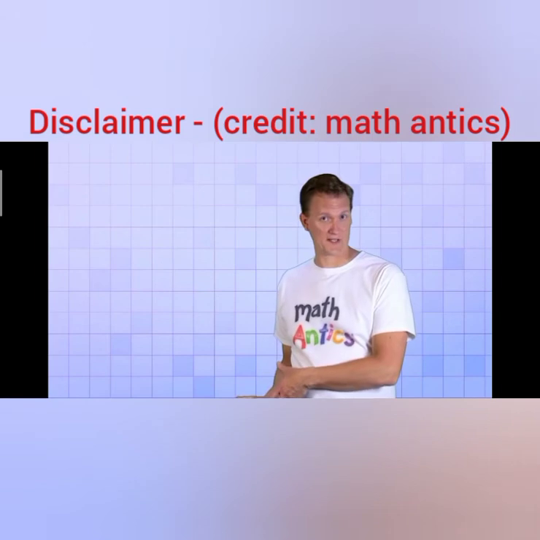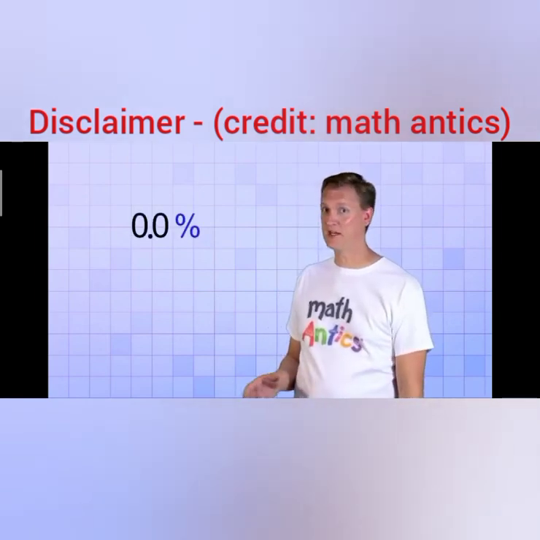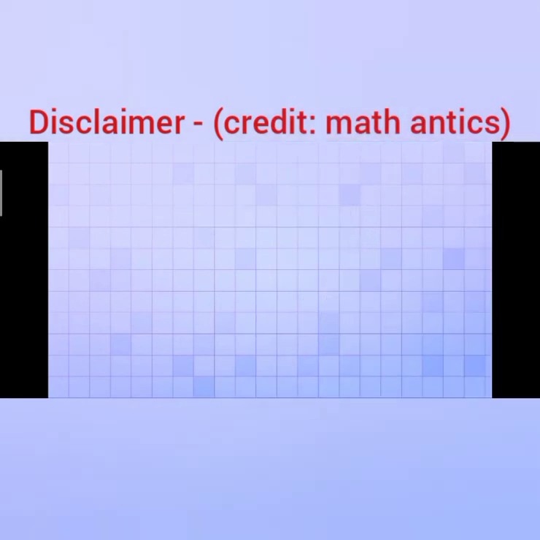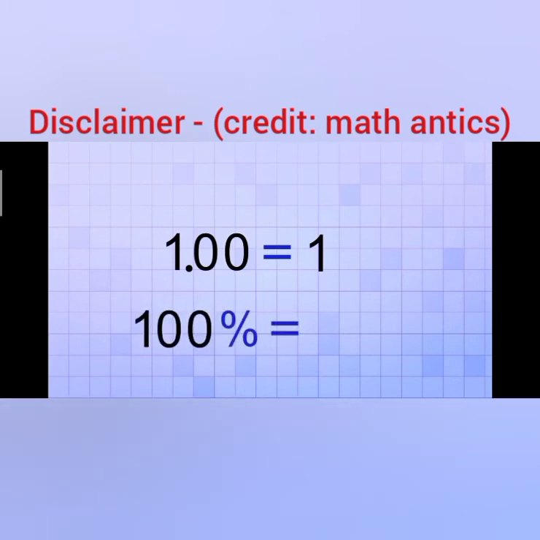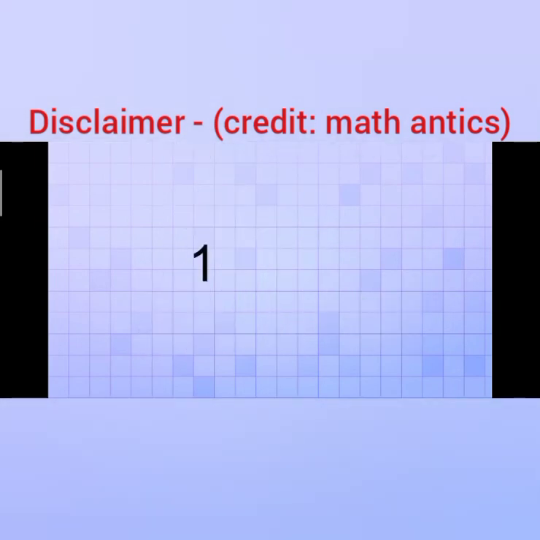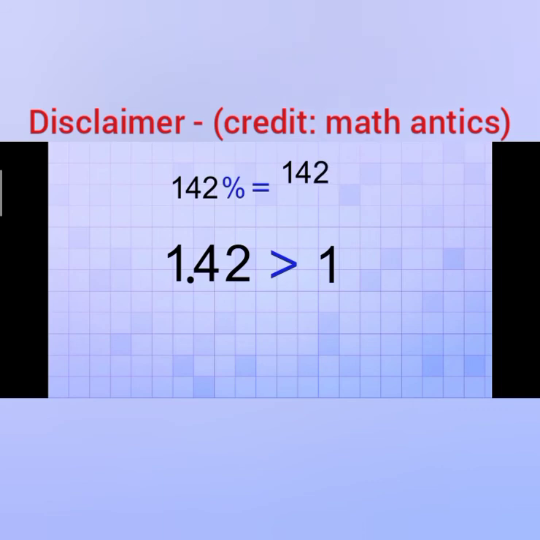Here's a few more interesting examples. 0% would just be 0.00. And if we have 100% and we move the decimal point 2 places to the left, we end up with 1.00. But 1.00 is the same value as 1. And that's why 100% represents 1 whole. And if we have 142%, we move the decimal point to get 1.42. That's a value greater than 1, which is what we would expect, because 142% is really an improper fraction, 142 over 100. Its value should be greater than 1.